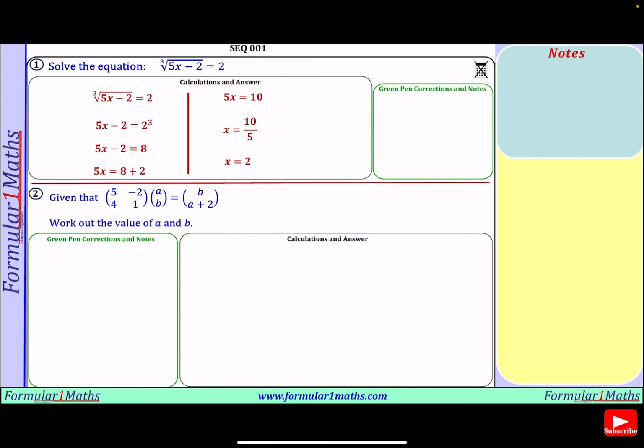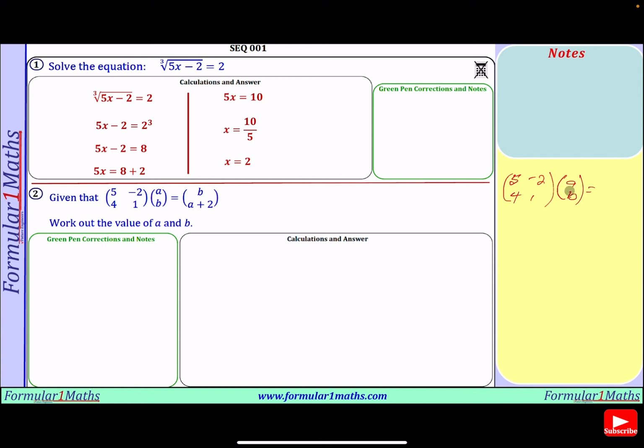Question 2. Given that this matrix here multiplied by this vector is equal to this vector, work out the values of a and b. So we multiply out. You're going to get 5 times a, that would be 5a, then minus 2 times b, that would be minus 2b.